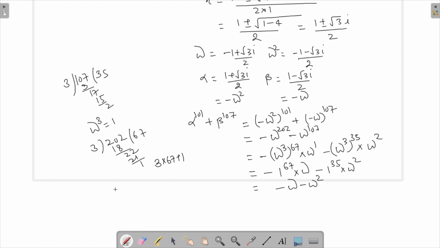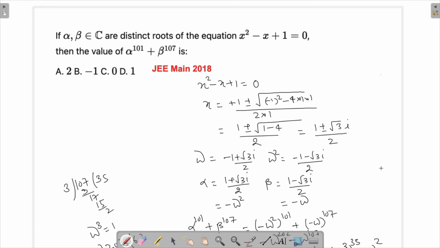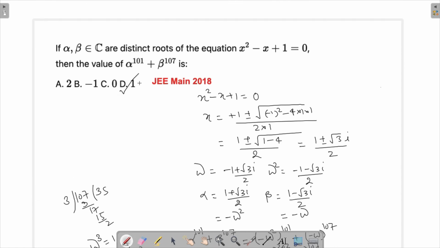Now we also know another property that 1 plus omega plus omega square is actually equal to 0. So I could say that 1 is actually equal to minus omega minus omega square. So this is going to be equal to 1, and that is what is my answer. So D is what is my answer here.